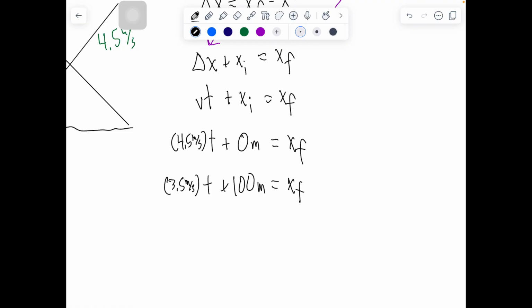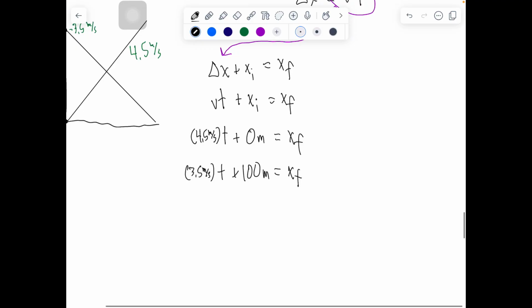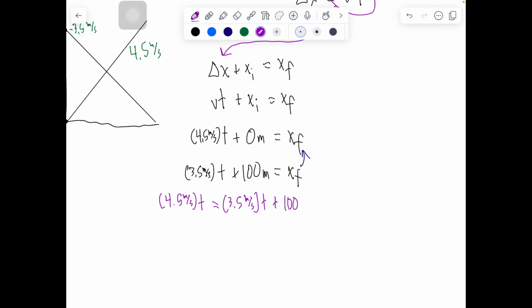With this, we'll just plug all of this into our equation right up here. So what we end up getting, and we'll do this in purple, is 4.5 meters per second times time is equal to 3.5 meters per second times time plus 100 meters.